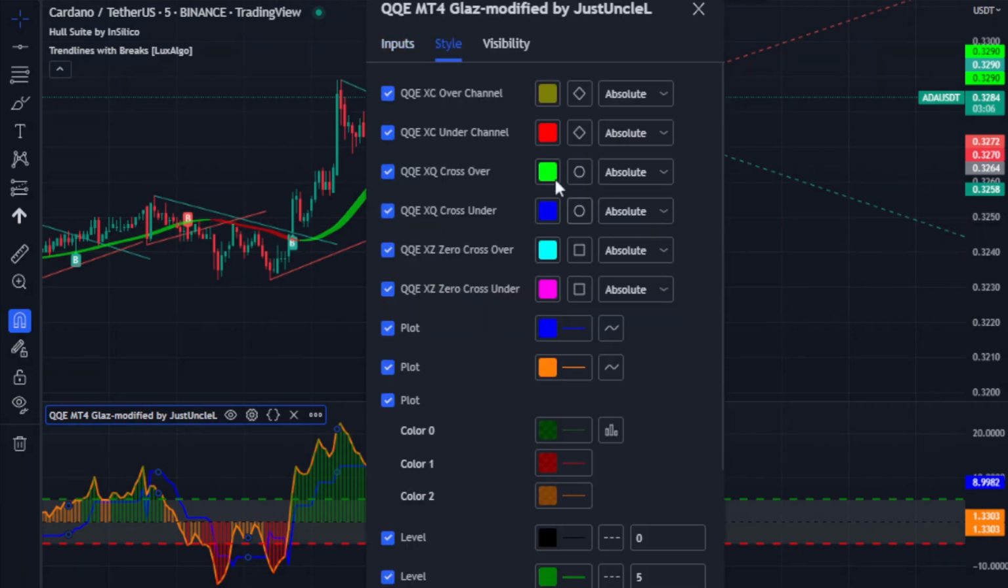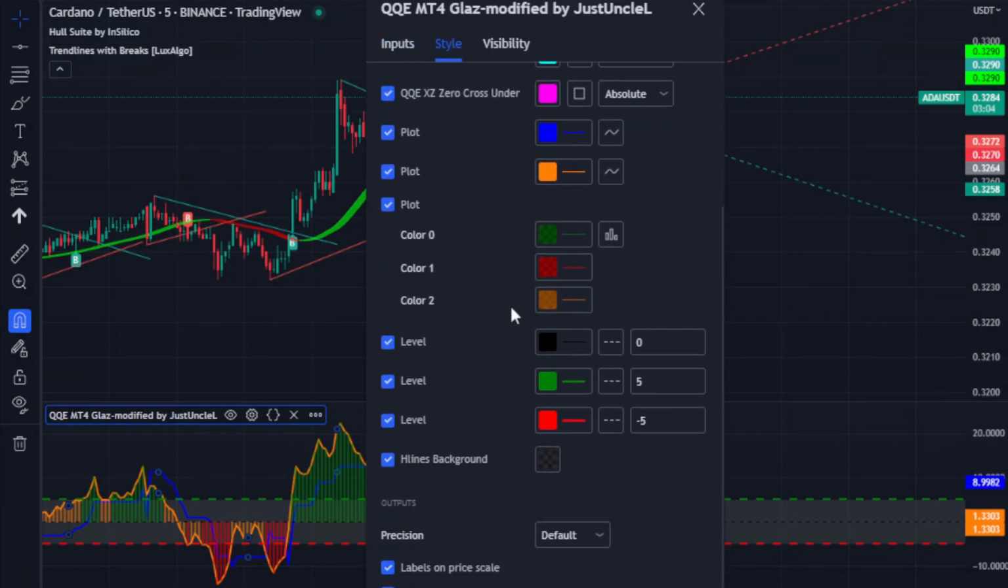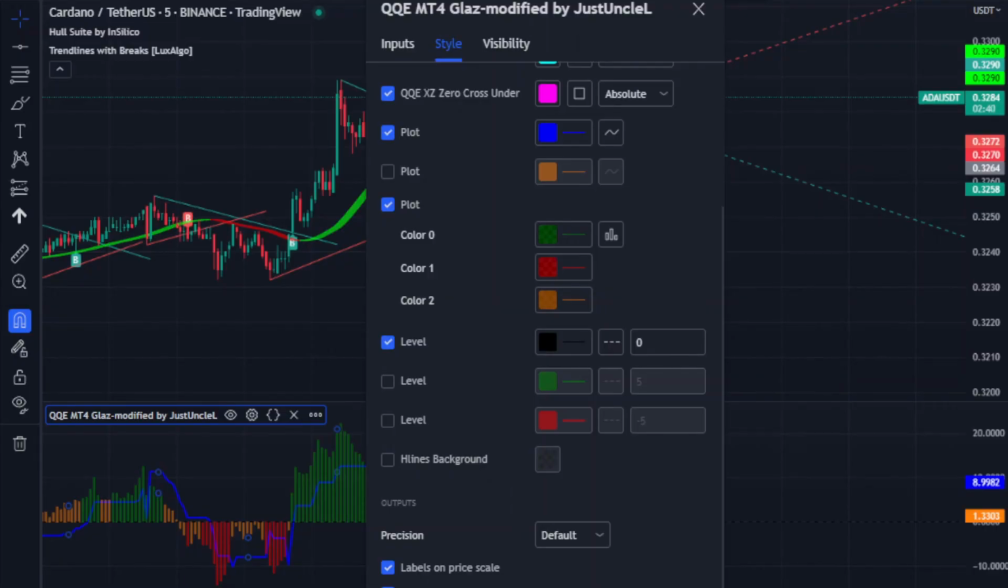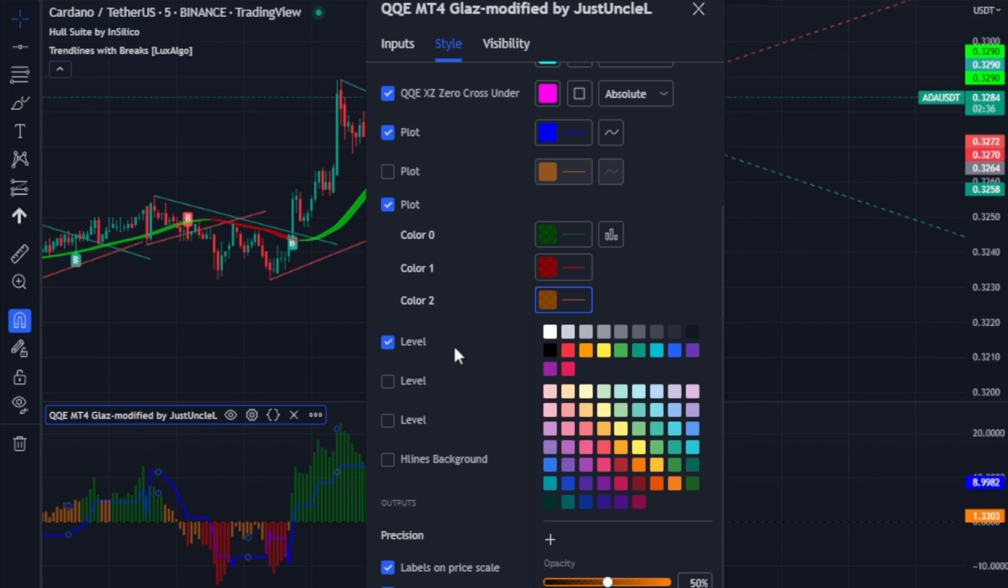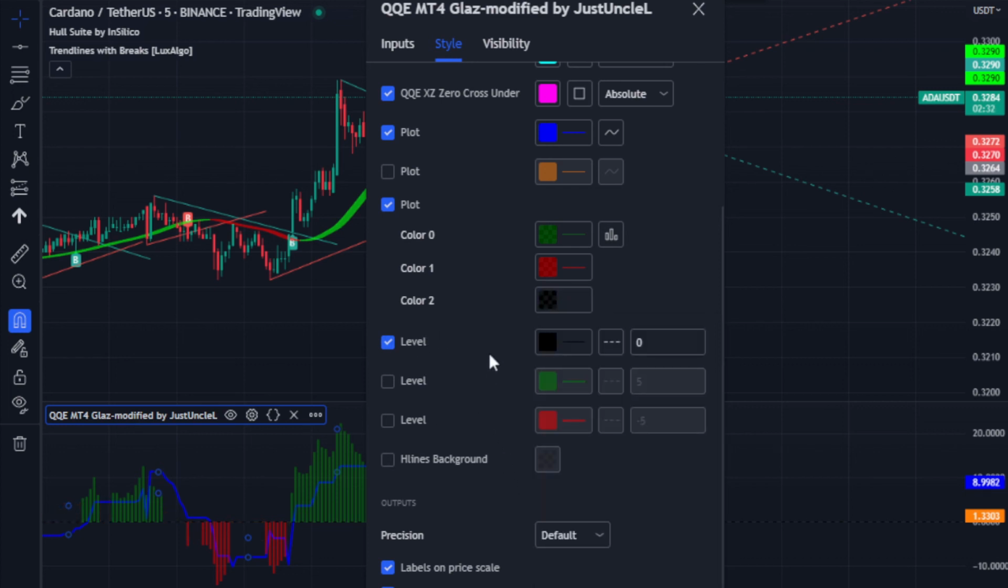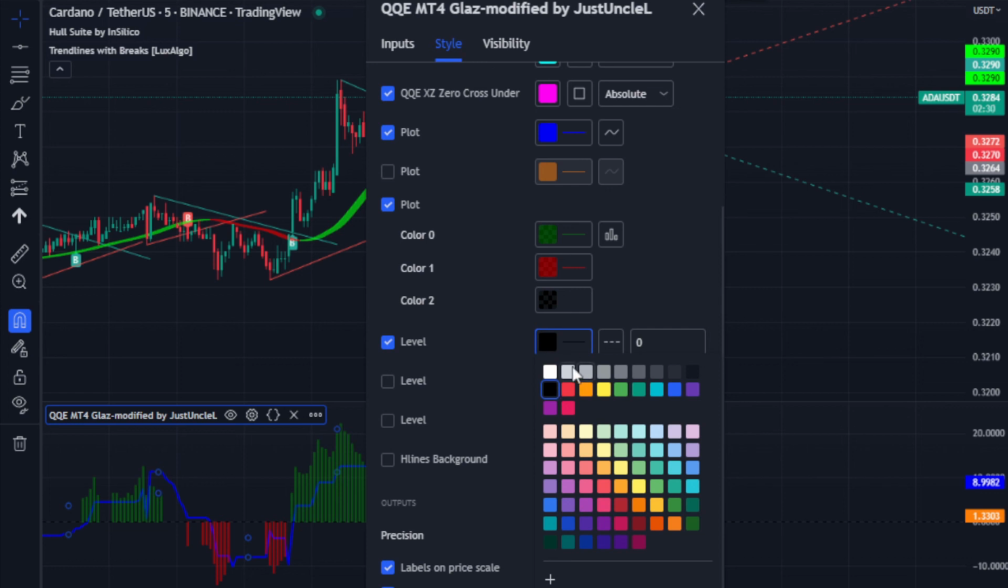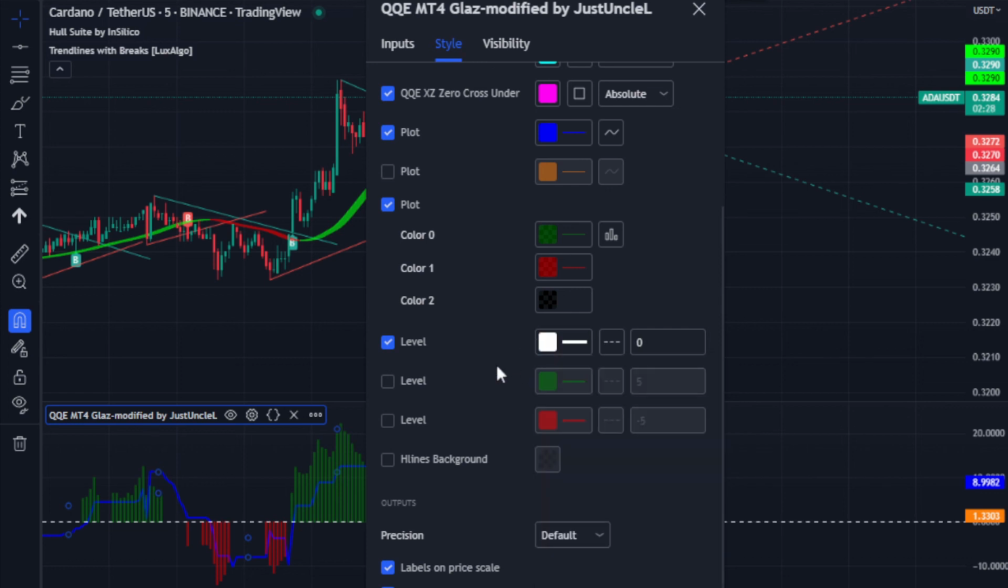Then we go to the style and we are going to change it. We are going to disable the following options. And we are going to modify the following options. To color 2 we are going to put an opacity of 0%. And at the first level that appears we change the color from black to white.